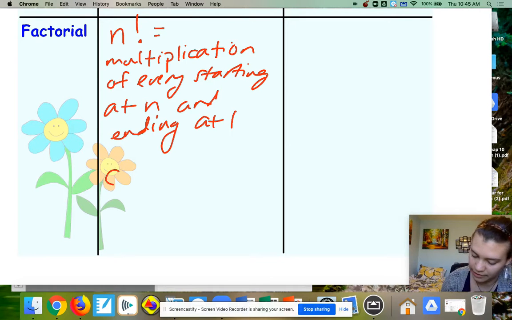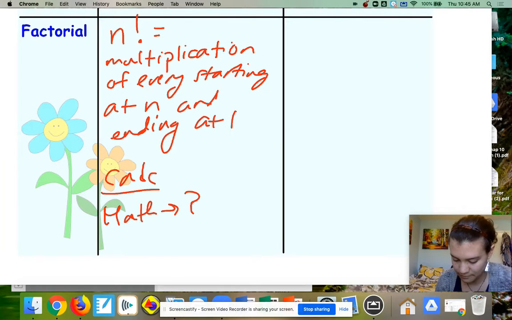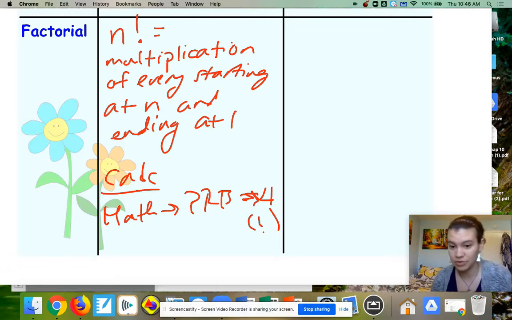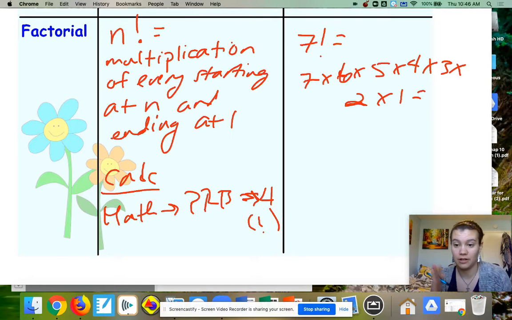So on your calculator, if you go to math and then PRB, number 4 is your exclamation mark. So I'll show you when we do the example how to get to it. But if we do 7 factorial, what that means is 7 times 6 times 5 times 4 times 3 times 2 times 1. And rather than typing all of those in, you can use the calculator.